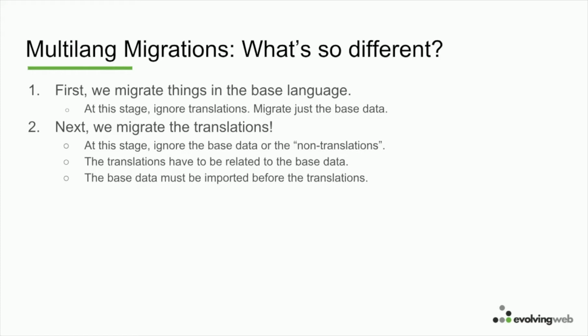So at this stage, when migrating the translations, we ignore the base data, we just concentrate on the translations. So say you have the English data already, you will forget the English data now, you will only migrate the French data. So you relate it to the existing English data. This is the main thing you need to remember. Apart from that, everything is easy.